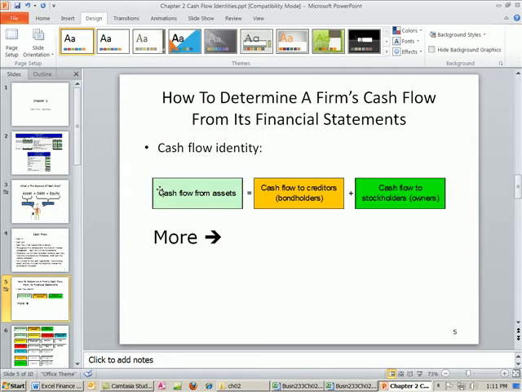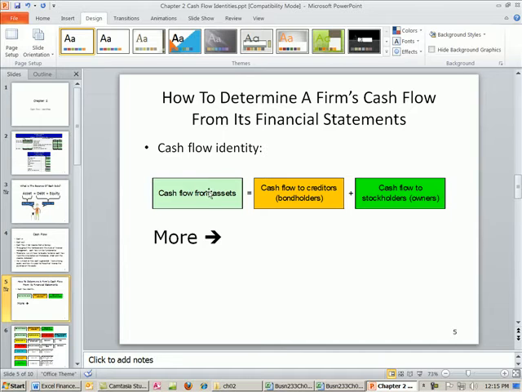Next slide, 5. We have cash flow from assets equals cash flow to creditors plus cash flow to stockholders. Cash flow from assets. We buy assets. Why? Because we want a profit. Cash comes from those assets, and then it can go one of 2 places: to creditors, or to stockholders. So here's the asset side. Here's the liability and equity side.